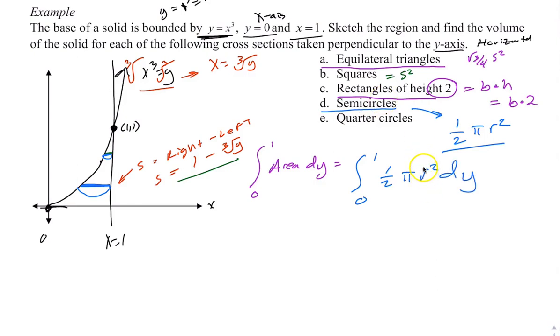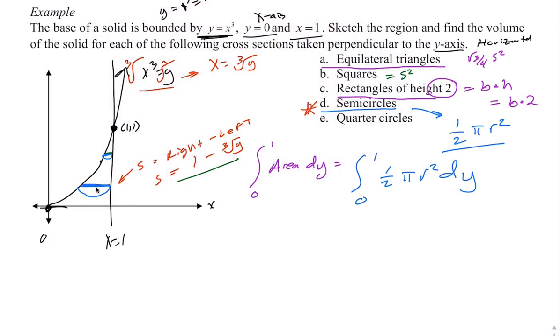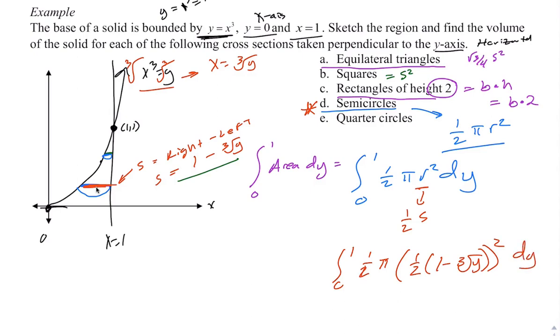Now again, my r in this case, that's my semicircle. It's this guy right here. But this is the diameter. So this is a special one where your r is actually 1/2 of the s formula. My s formula is all of this. So my formula is going to be the integral from 0 to 1 of 1/2 pi (1/2 s) squared dy, where s is 1 minus cube root of y. So we get all of that for my semicircle. The semicircle is the worst one, by far. So that's semicircles. And then we'll finish this off.